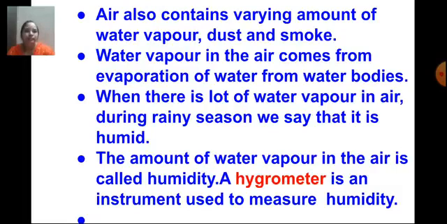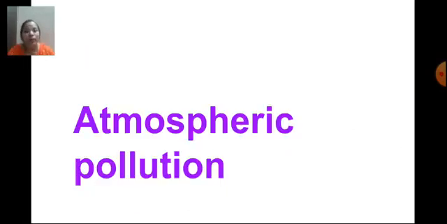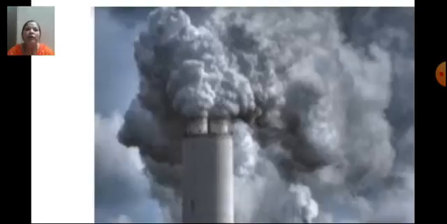Okay. Now, atmospheric pollution. Children, first understand what pollution is. Pollution means mixing of unwanted things, which we call impurities, which are not required and not good for us. When air gets mixed with unwanted things or impurities, we call it dirty. Now atmospheric pollution, can you see in this picture?